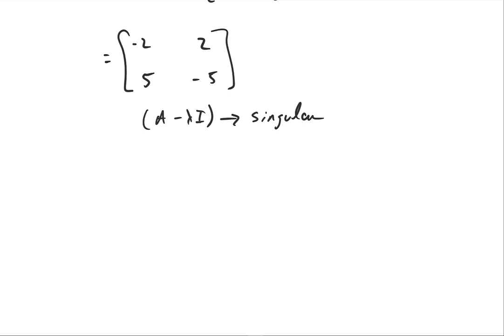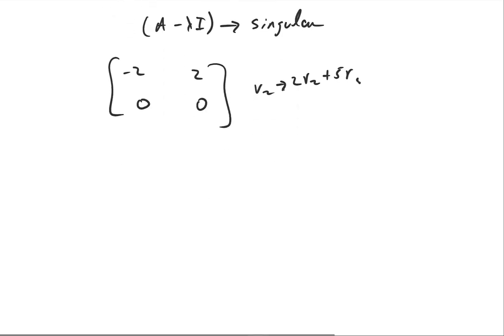So I can put it into reduced row echelon form. So I know I'm going to get a row of zeros on the bottom, but I'll figure out what the elimination step has to be. So for example, we could use the elimination step: Row 2 goes to 2 row 2 plus 5 row 1. That's going to give me negative 2, 2, 0, 0. To finish off getting it into reduced row echelon form, I divide the top row by negative 2, and I get 1 and negative 1 and 0, 0.